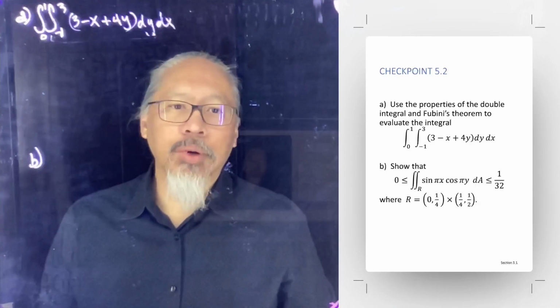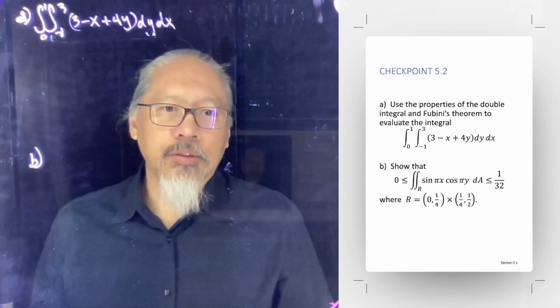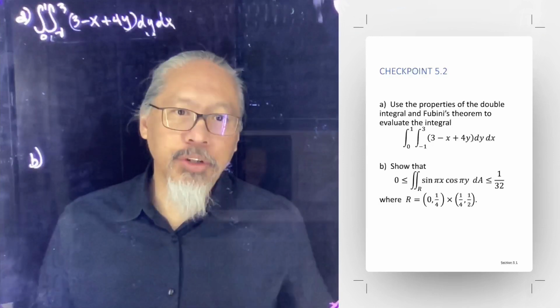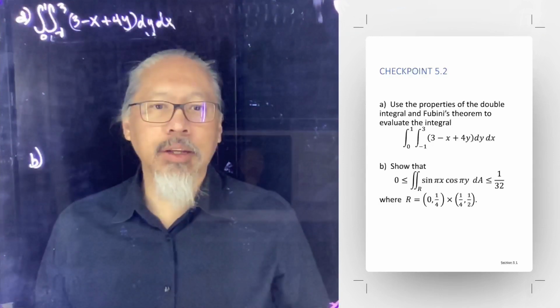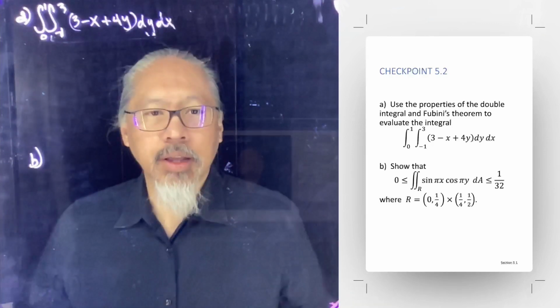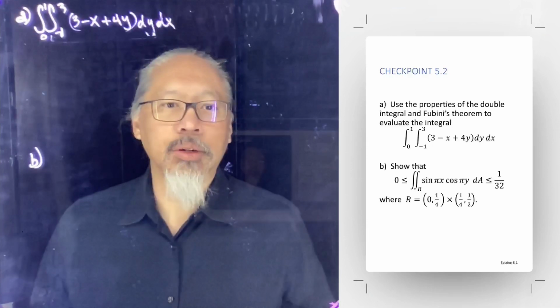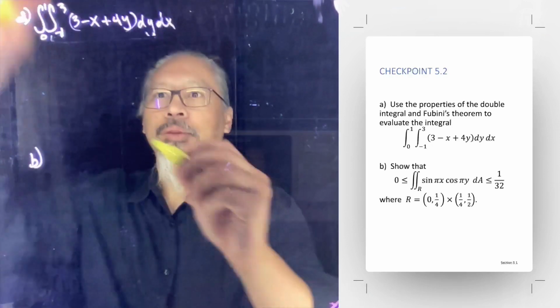After this, they want us to show that this double integral over the region R of sine pi x times cosine pi y dA is going to be between 0 and 1/32, where your rectangular region R is going to be [0, 1/4] by [1/4, 1/2]. All right, let's attack this one first.